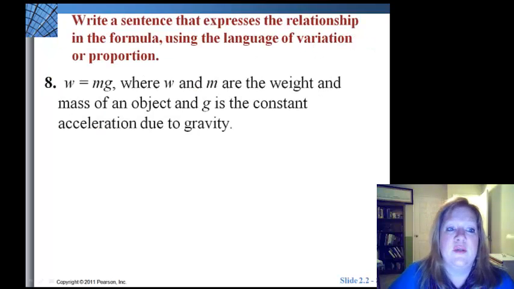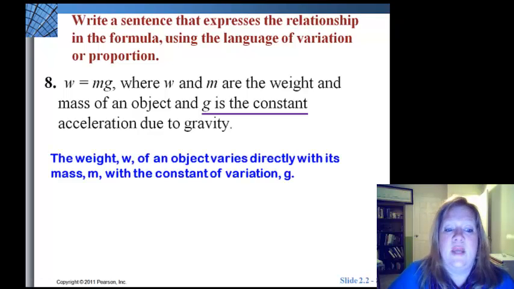Next one, it says write a sentence that expresses the relationship in the formula using the language of variation or proportion. You've got W equals mg, where W and m are the weight and mass of an object, and g is the constant acceleration due to gravity. They want you to say what's varying directly. When you see g is the constant, that's how you know that W is varying directly with m, because m is multiplied by the g. So the weight W of an object varies directly with its mass m with a constant of variation g. That's how you would write it as something varying directly.